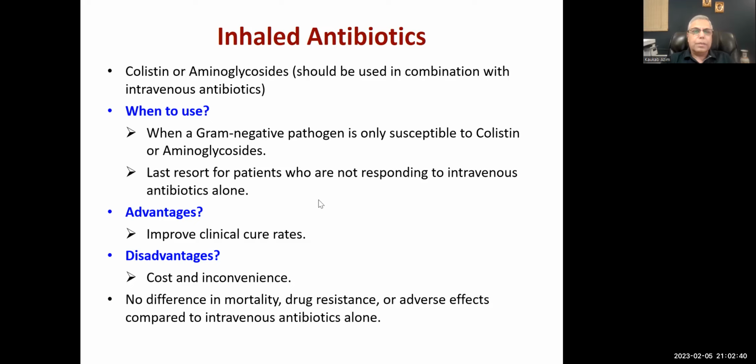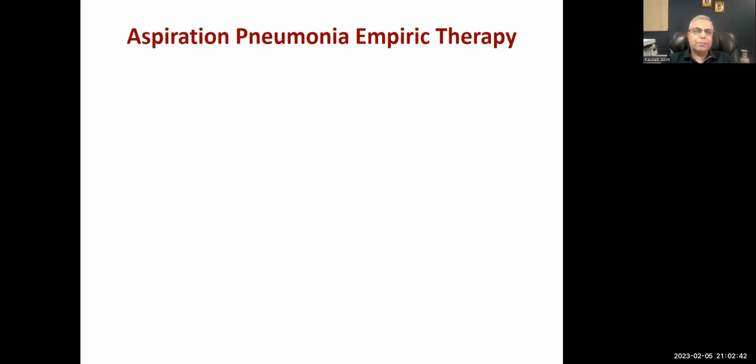So these were the inhaled antibiotics. And now we go on to aspiration pneumonia. And after that, we have got ventilator-associated pneumonia. I think we have got half an hour more, and we will complete this lecture hopefully in time. Right.